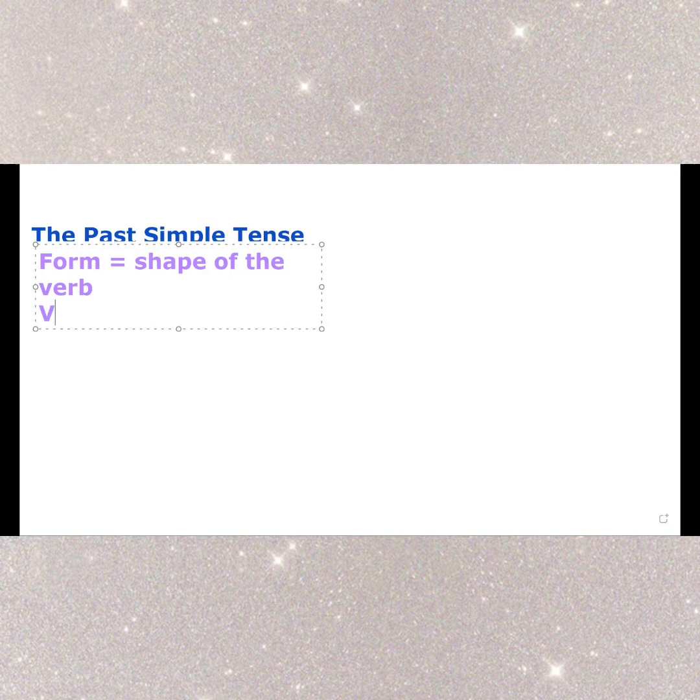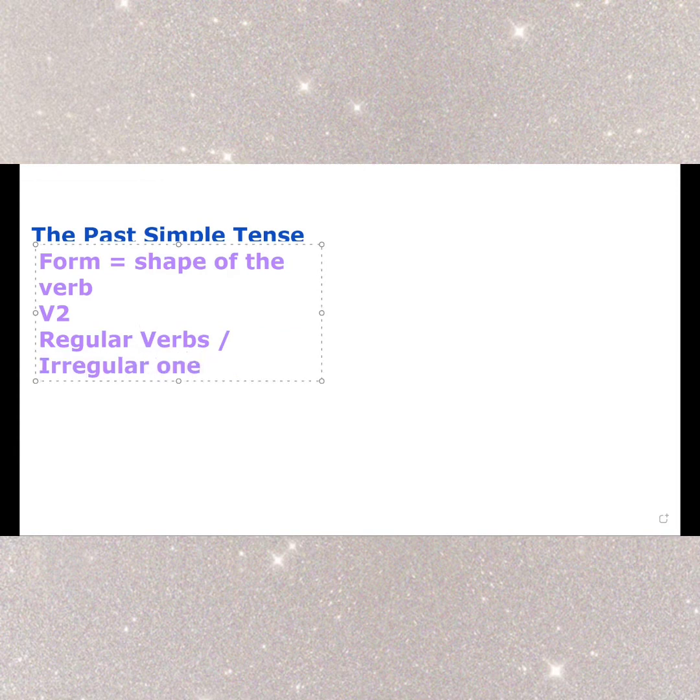It means verb 2. This is the second form of the verb. We know that we have two types of verbs in English. We have regular verbs, and irregular ones.